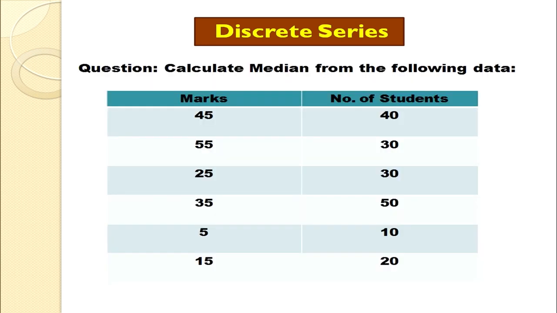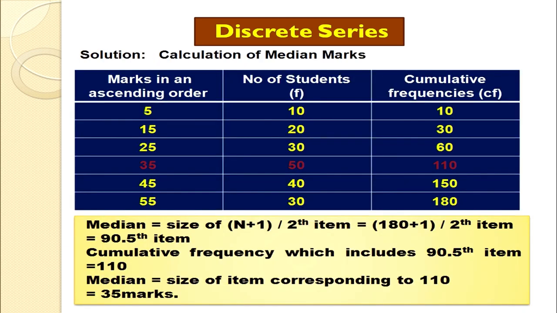So let's see whether we have learned it or not. The question is, calculate median from the following data. Marks 45, 55, 25, 35, 5 and 15. We can easily see the data is not arranged, so we need to arrange the data as the very first step. Let's see how we have done.